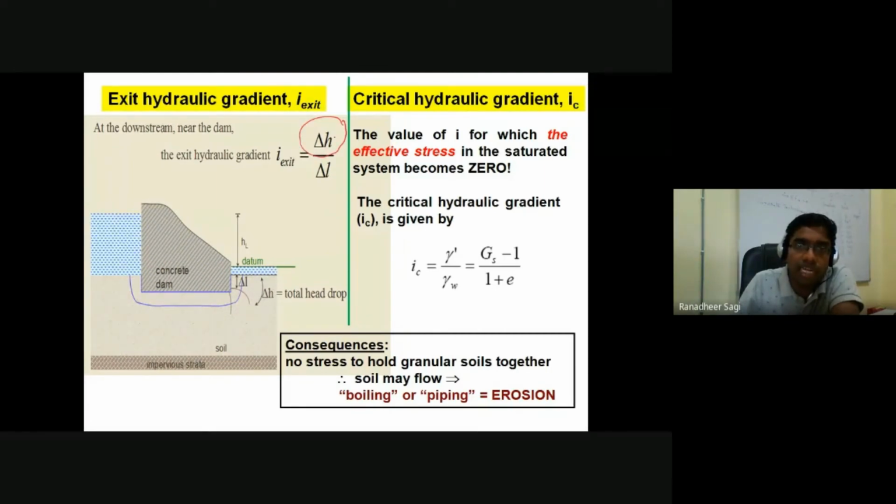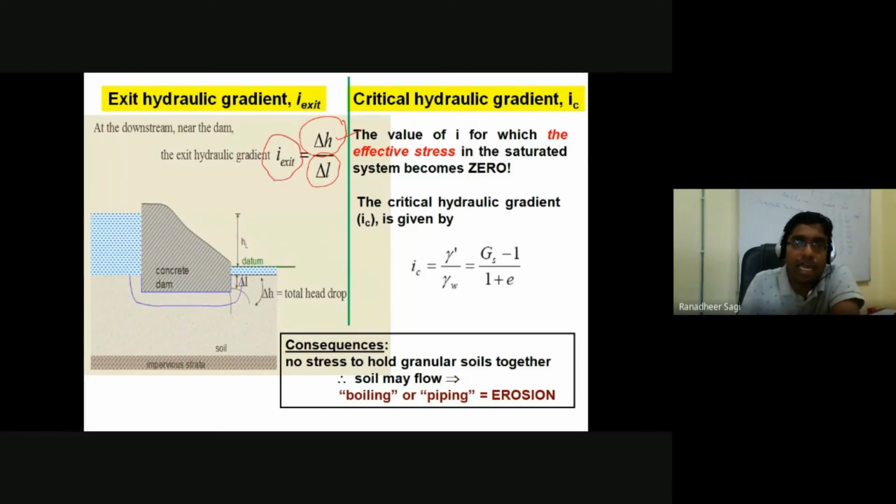And the length of seepage that is happening through that particular element, I am indicating it as, let's say, delta L. Delta L is nothing but the length of seepage. What is the length that your water particle is trying to travel within that exit element? That is what delta L indicates. That is how we represent what is called your exit gradient.